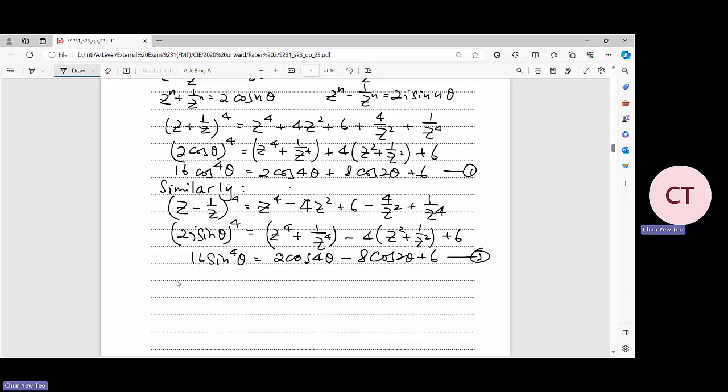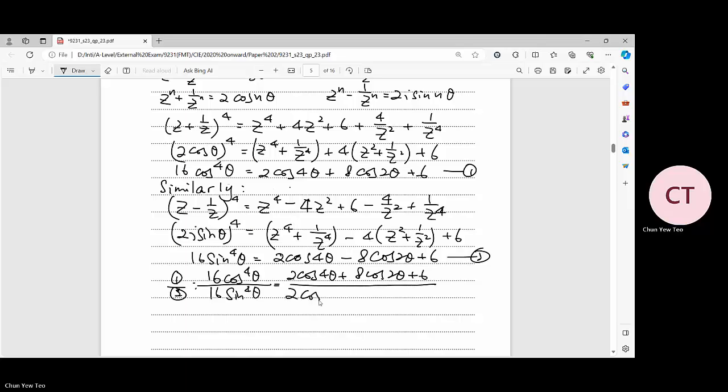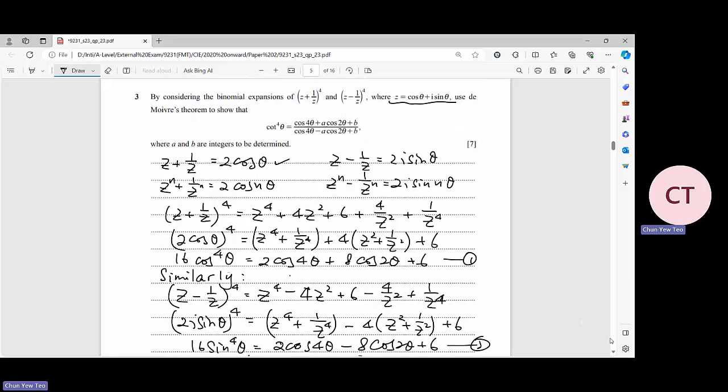In order to get cotangent to the power 4, you just need to take equation 1 divided by equation 2. You get 16 cos to the power 4 theta divided by 16 sine to the power 4 theta is equal to 2 cos 4 theta plus 8 cos 2 theta plus 6, divided by 2 cos 4 theta minus 8 cos 2 theta plus 6. So this is what we're supposed to have. Then after that, simplify them.